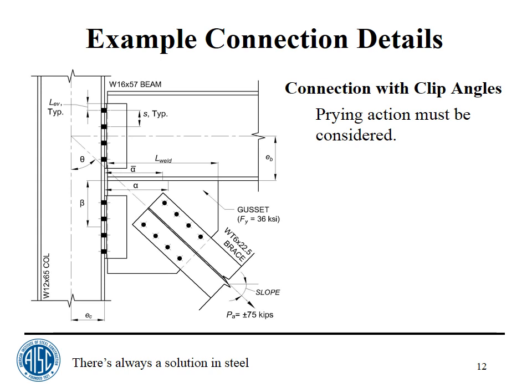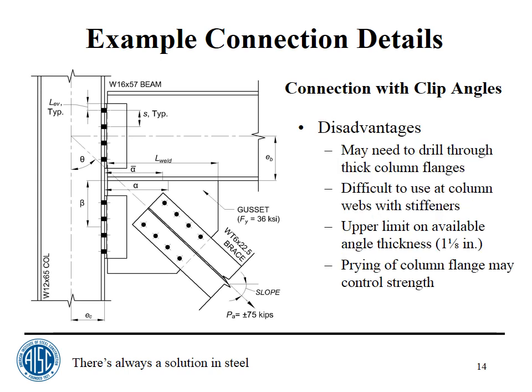In fact, clip angles, beam to column connections used to be called the AISC standard connection, standard shear connection. They're not called that anymore. But there's a lot of engineers' drawings and details and notes that still refer to the double clip connection as the standard connection. For this type of connection, prying action needs to be considered.